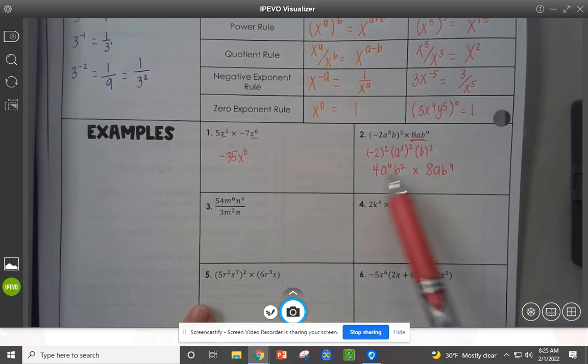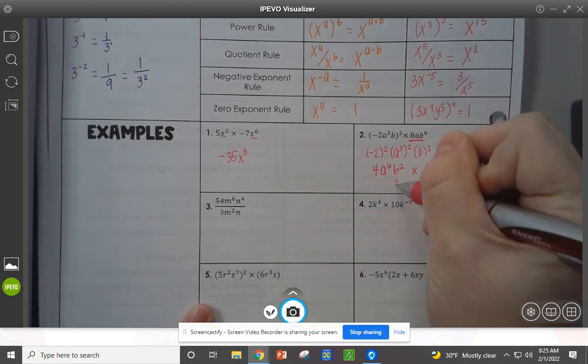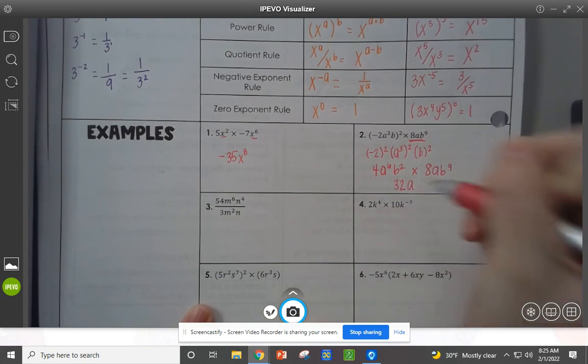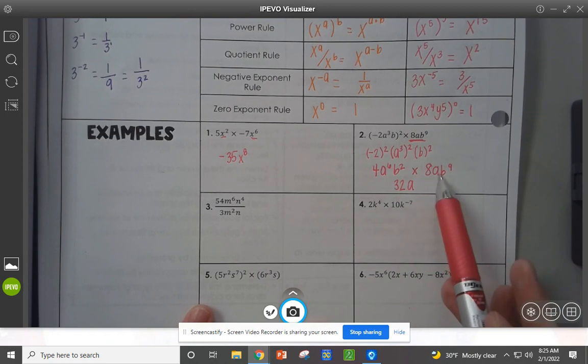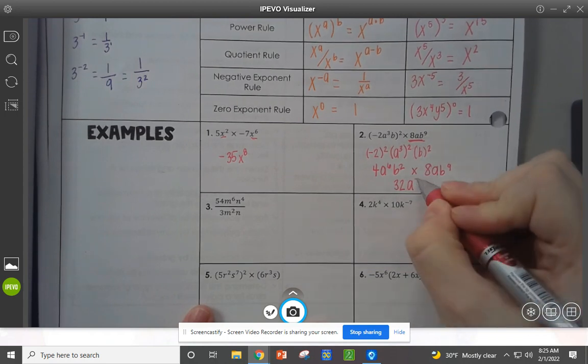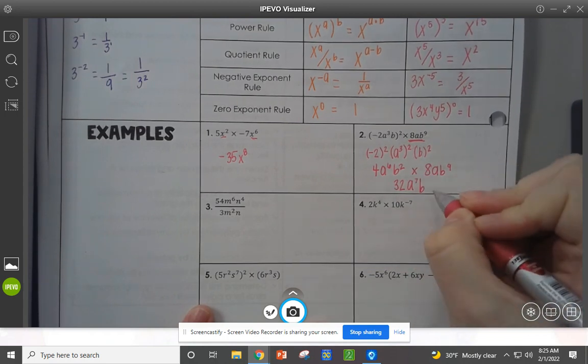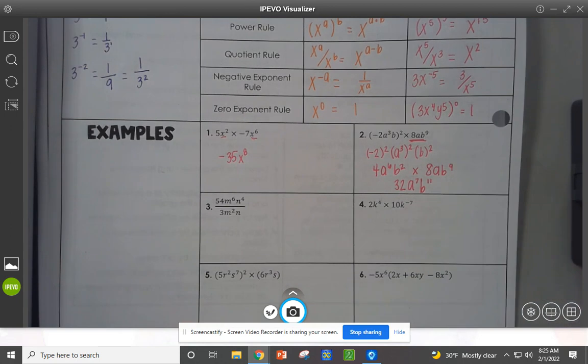Then we multiply 4 times 8, and we get 32. A to the 7th, B to the 11th.